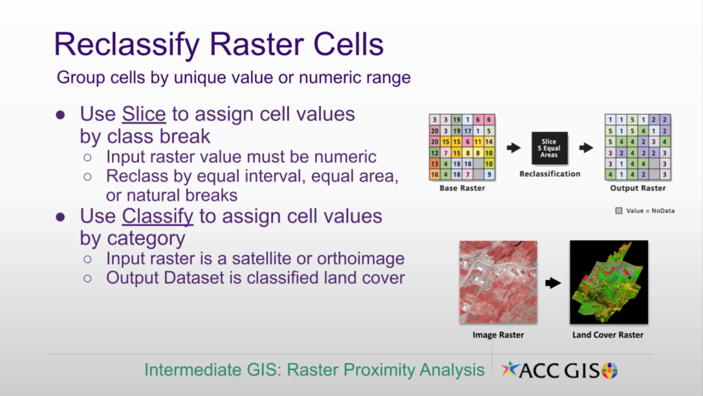The last approach to reclassifying raster cells I want to discuss is classifying an orthoimagery or multispectral satellite image into a land cover data set. In this example right here, we have an input raster that happens to be a multispectral false color infrared image, and we're utilizing that to generate a land cover raster data set. Now, this is a pretty sophisticated process and something that we cover in a lot more detail in our Introduction to Raster-Based GIS class.